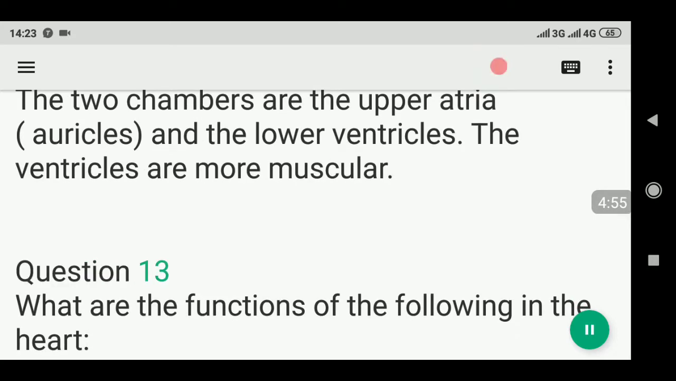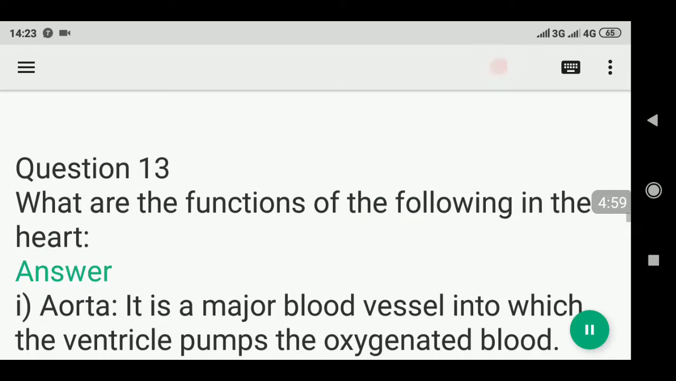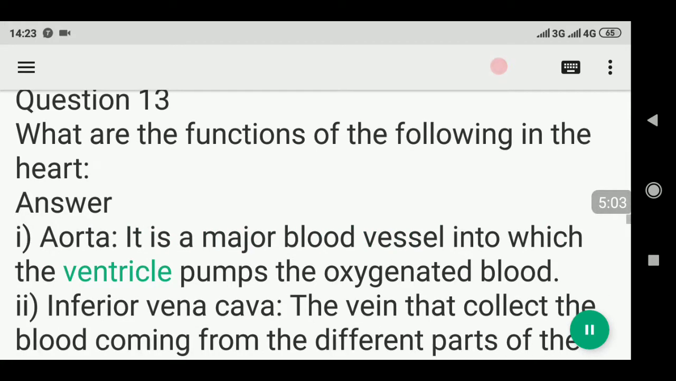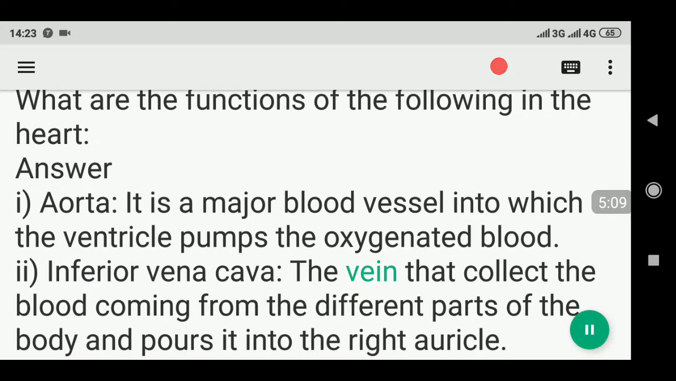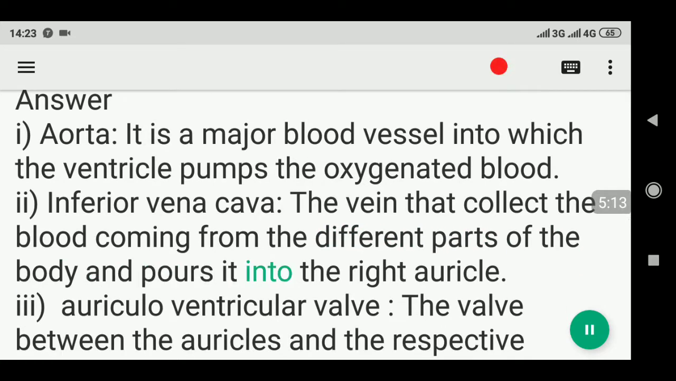Question 13. What are the functions of the following in the heart? Answer. Aorta, it is a major blood vessel into which the ventricle pumps the oxygenated blood. Inferior vena cava, the vein that collects the blood coming from the different parts of the body and pours it into the right auricle.